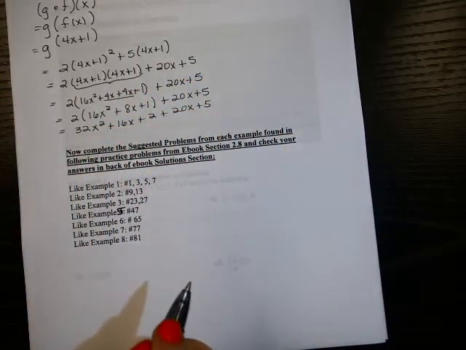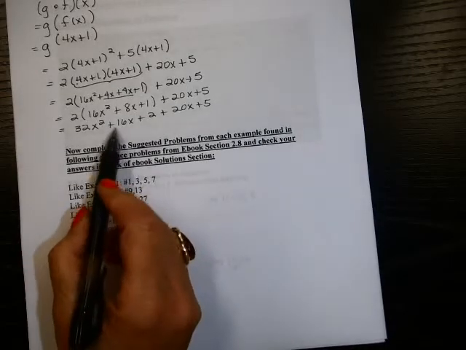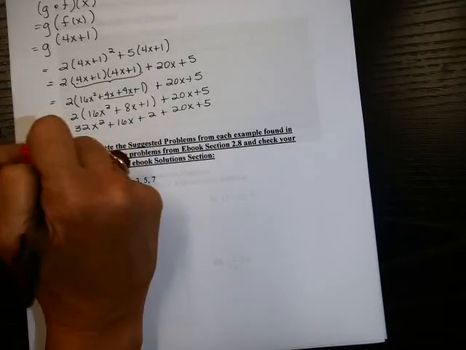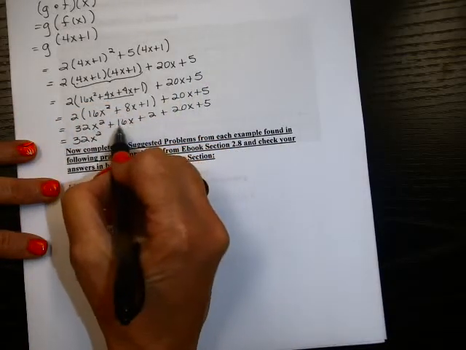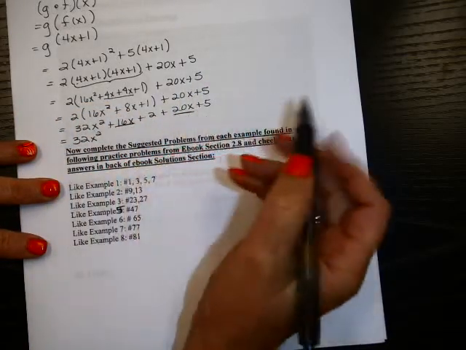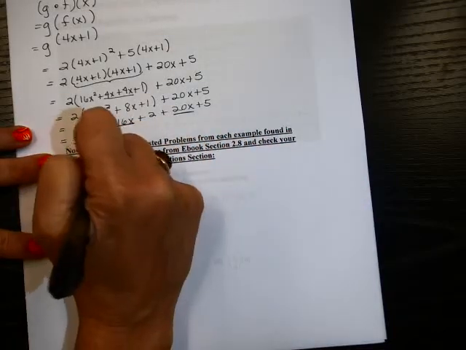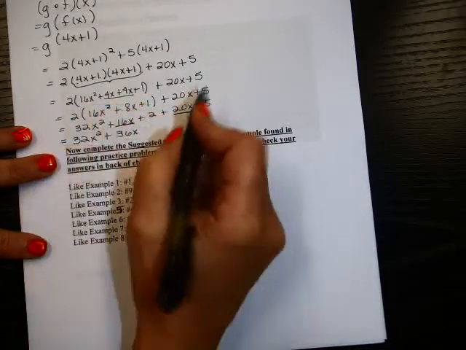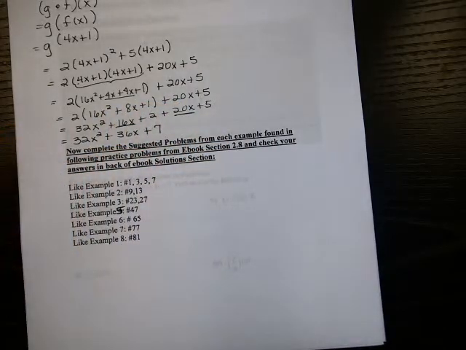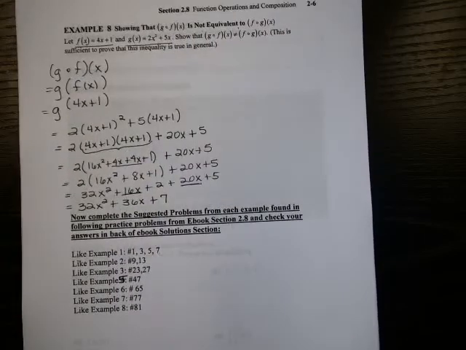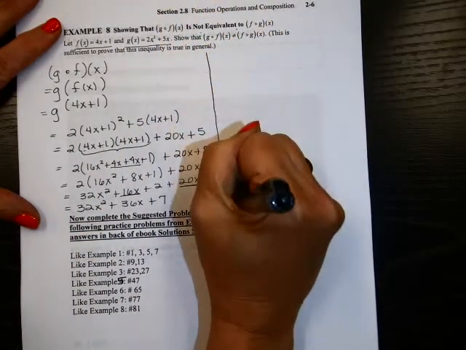And now it's time to clean this up. Let's see. I've got a 32x squared. And that stays in the front. Highest power first. Okay, I've got a 16x and a 20x, so that's going to give me 36x. And the 2 and the 5 give me 7. Alright, we did g of f of x. Remember where we're going though. I'm trying to show that these are not the same. G of f of x will not be the same as f of g of x.